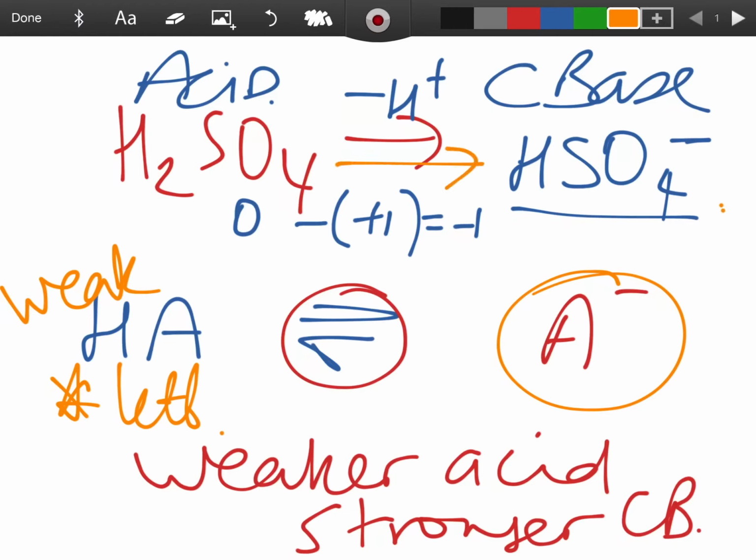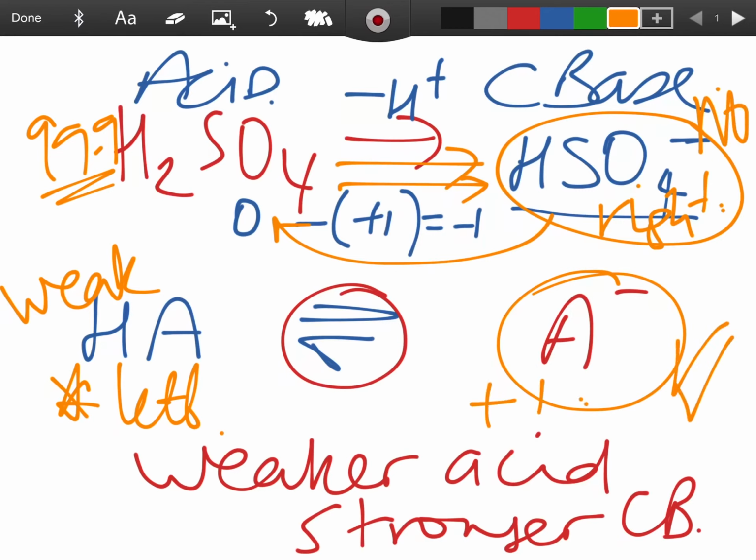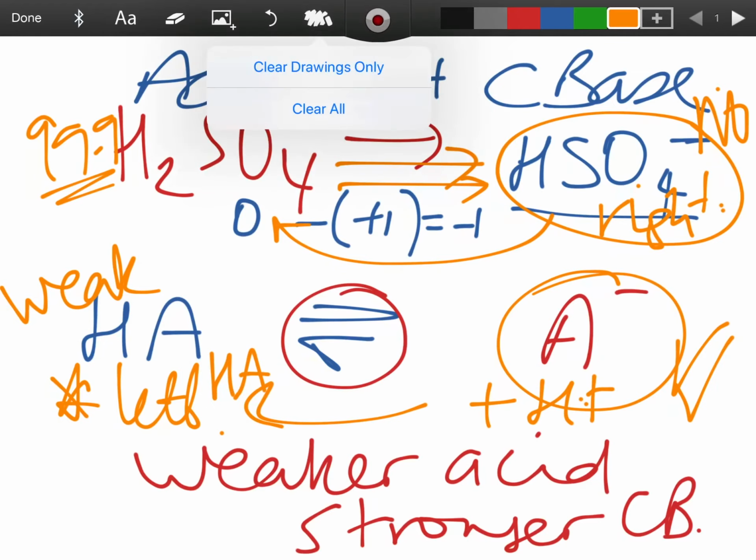So the equilibrium lies very much to the left-hand side here, okay? Whereas up here, the equilibrium lies very much to the right, right? 99.9% dissociation. They nearly all dissociate to give you HSO4 minus. So is there much of a tendency for this to accept a proton, behaving as a base, and go back? No, there isn't. But there is a strong tendency for the A minus to accept the proton and make back the HA again, because the equilibrium lies very much to the left-hand side.